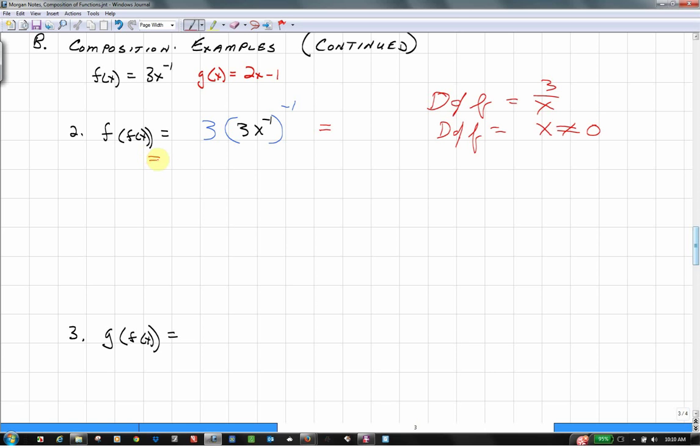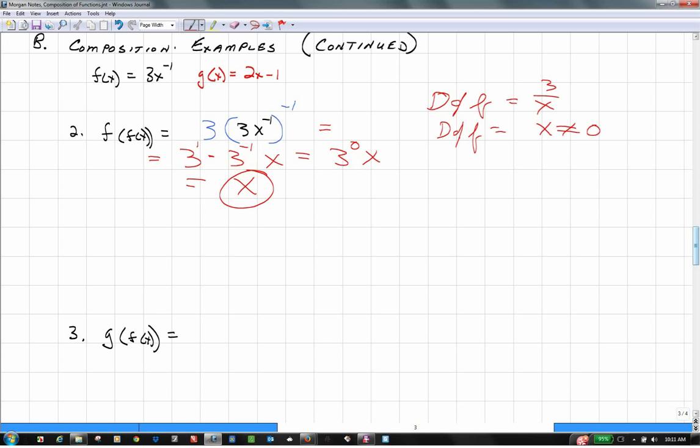Now let's go ahead and work this problem out. So if I have 3, and I'm going to distribute the negative 1 in, that's going to be times 3 to the negative 1, and x to the negative 1 times the negative 1 would be x. All right, so that's going to be equal to 3 to the 1 minus negative 1, gives me 3 to the 0, x. And of course, anything to the 0 power is 1, so I get x. So the composition of function f with itself gives me x as an answer.